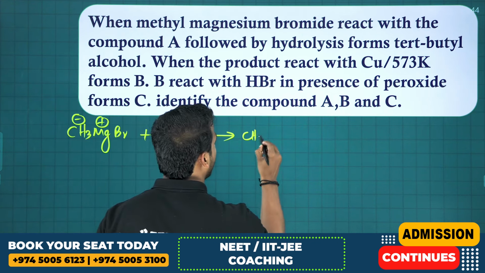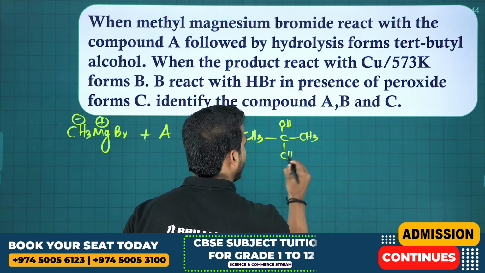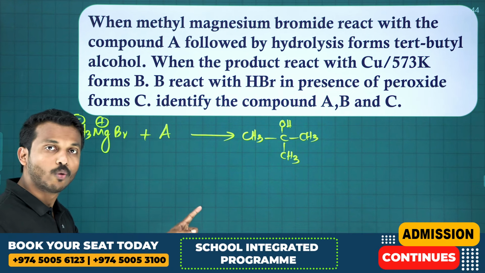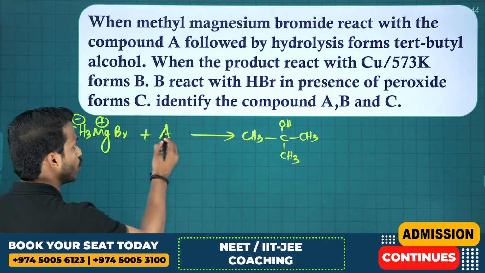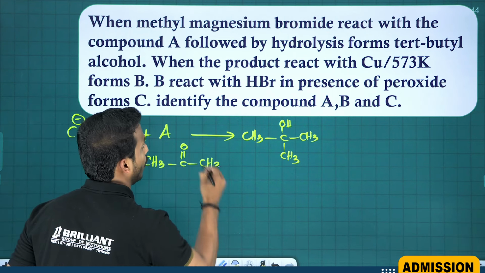Already we discussed this compound in another way, so I am not repeating again. Hope you remember what this A is. A should be a ketone. Whenever a ketone reacts with the Grignard reagent, we get this alcohol. So what is this ketone? This is propanone. A is propanone. Ready?